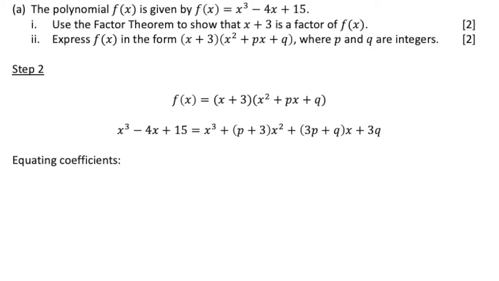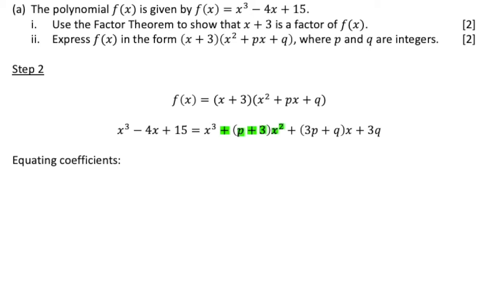Starting with the highest power of x, I've got x cubed on the left and I've got x cubed on the right. That matches up, that's good, but it doesn't give me any useful information. Next highest power of x would be x squared. On the left hand side there is no x squared, and on the right hand side I've got positive bracket p plus 3 lots of x squared. Apologies for the crude highlighting there.